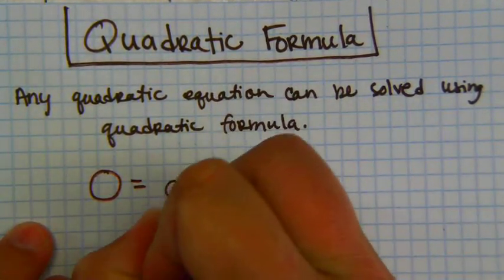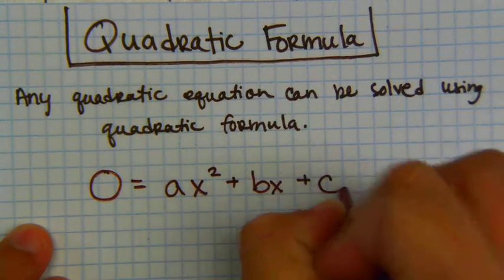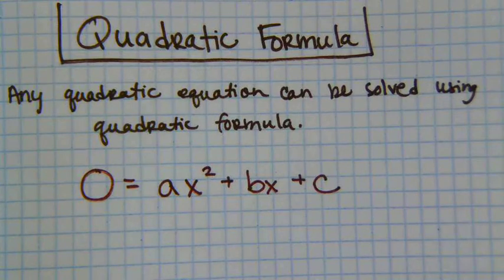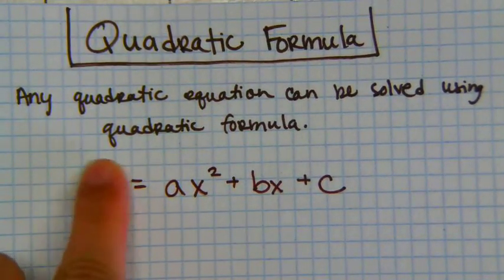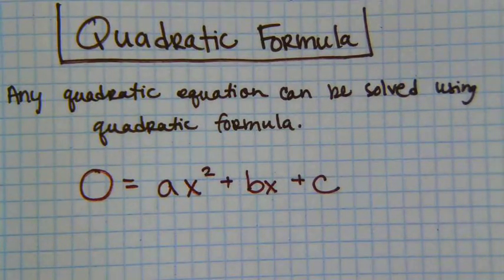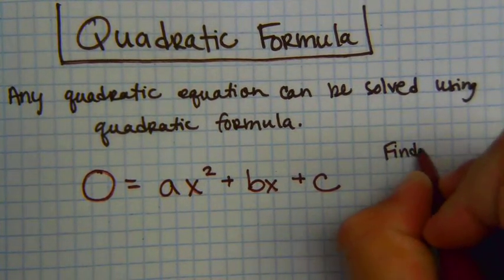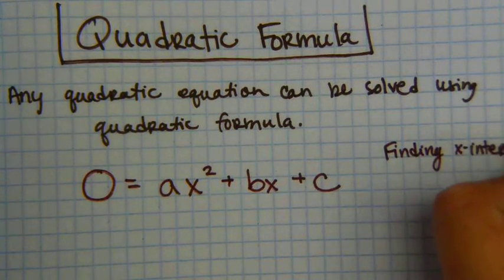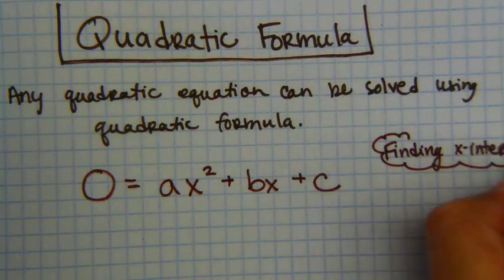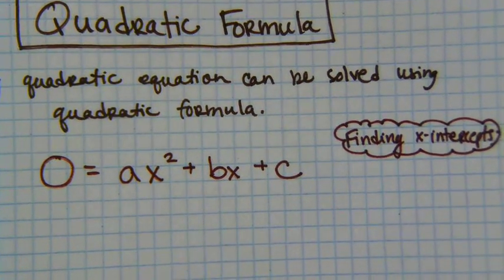So the standard form of a quadratic is zero equals ax squared plus bx plus c. And that's the standard form, except standard form normally has a y. Right here we have a 0 because we're trying to find those x-intercepts. This is still finding x-intercepts. When you're using the quadratic formula, you're still finding those x-intercepts.